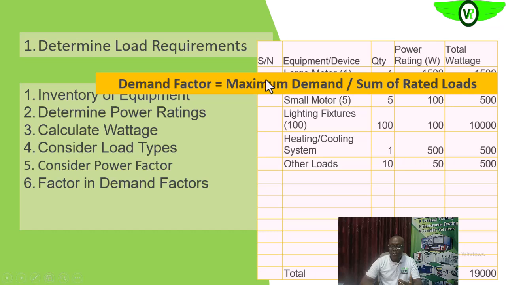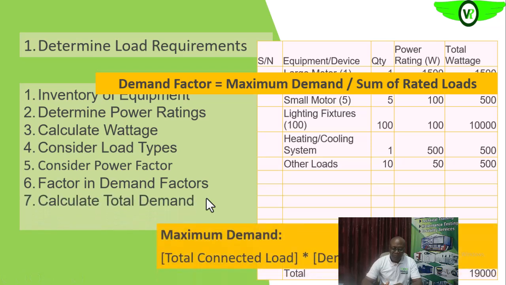So that becomes our maximum demand in this demand factor calculation. Okay, so it will now be 10,000 upon 19,000. That is 10 over 19. So that becomes our demand factor. So that demand factor, what do we need to use it for?